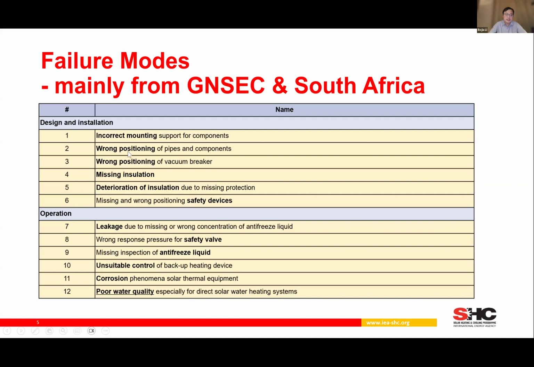For design and installation, the failures are about incorrect mounting, wrong positioning, missing insulation, and designs that are not very well done. And the operation failures are about leakage, antifreeze, unsuitable control, and corrosion. Especially in the South Africa region, we found that poor water quality has some impact on solar thermosyphon systems.